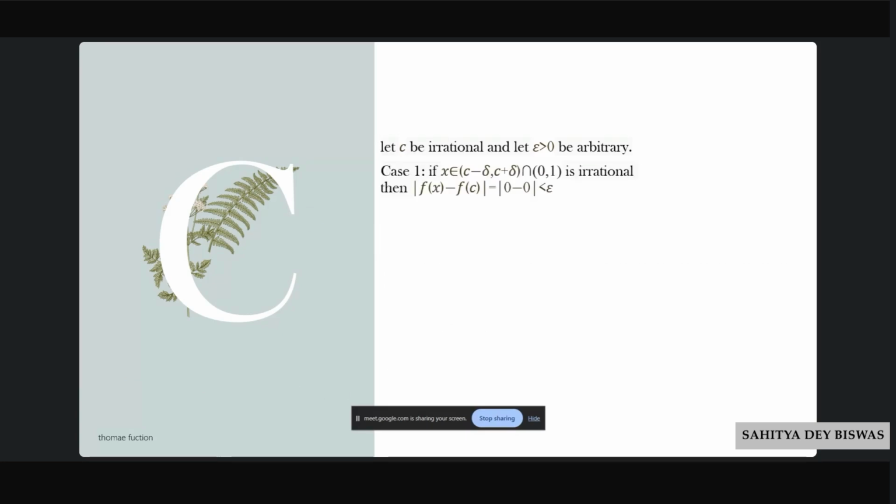If x belongs to the open interval (c minus delta, c plus delta) and also the open interval (0, 1), and x is an irrational number, then f of x is 0 and f of c is also 0. So the modulus of f(x) minus f(c) equals the modulus of 0 minus 0, which is 0, and it is less than epsilon. So we are done for this case, if x is irrational.